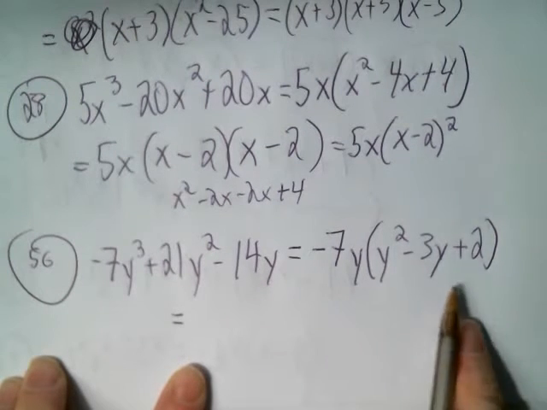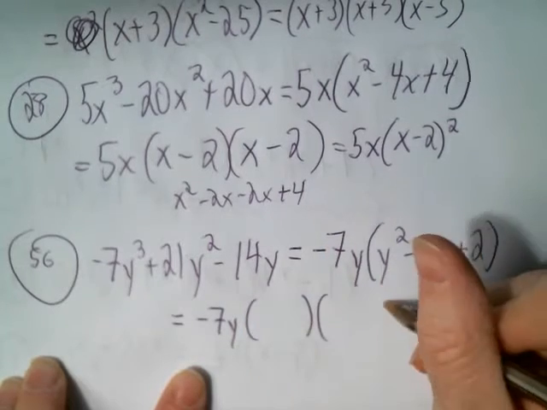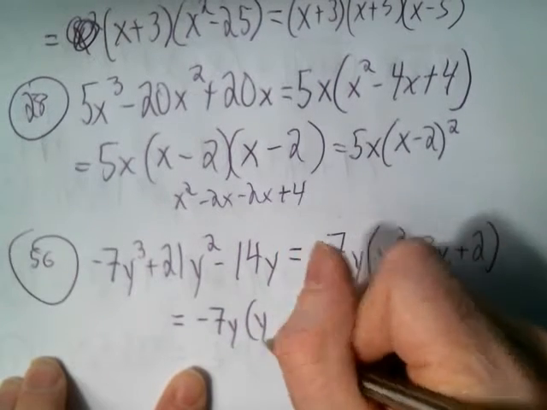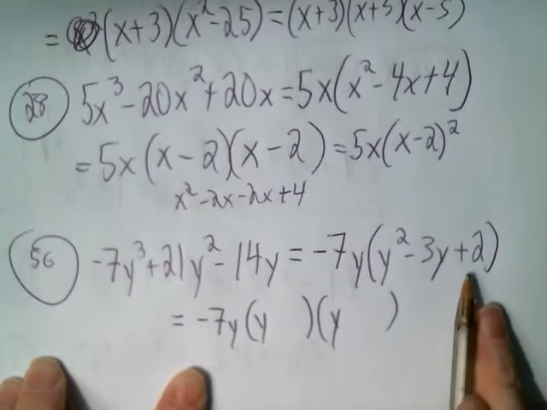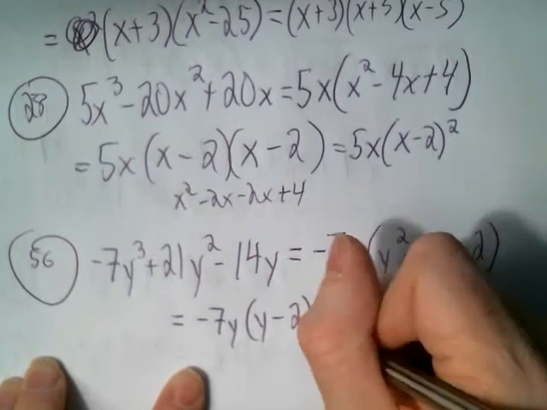And then you can factor this guy. So I got negative 7y times, looks like y and y. The signs have to be minus minus. And there's only one factorization of 2. It's 2 and 1.